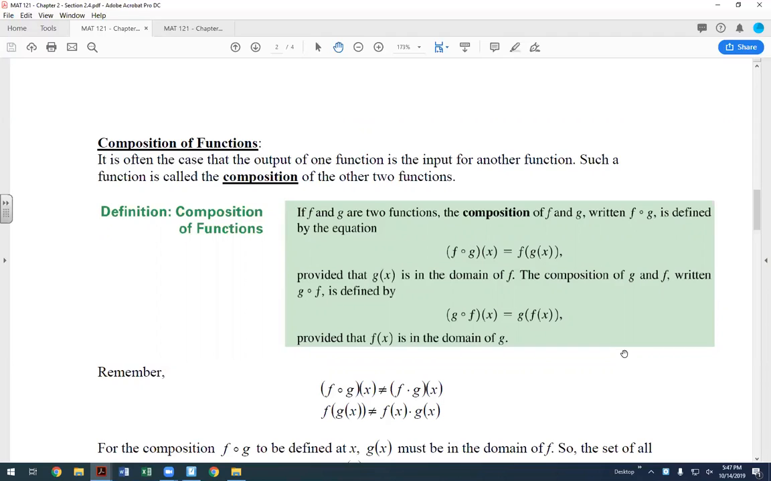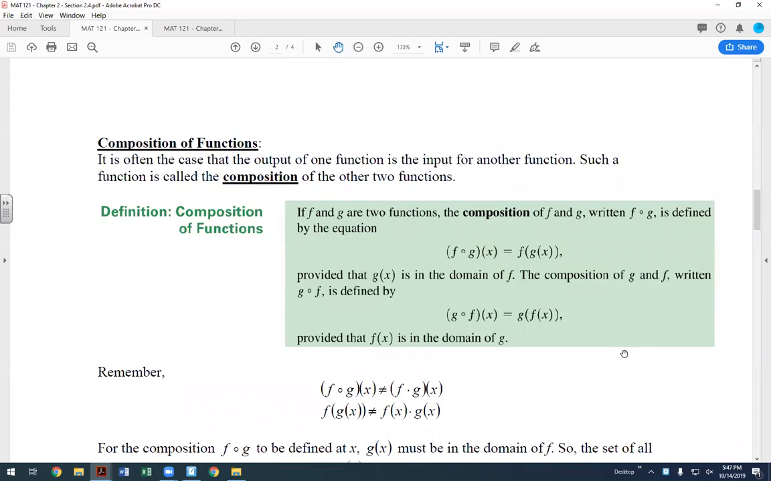Now, if I switch that relationship, if I say I'm looking at a composition of g and f, which would be g of f. So again, since I'm writing g first, g becomes my outside function. Since I'm writing f second, f becomes my inside function.